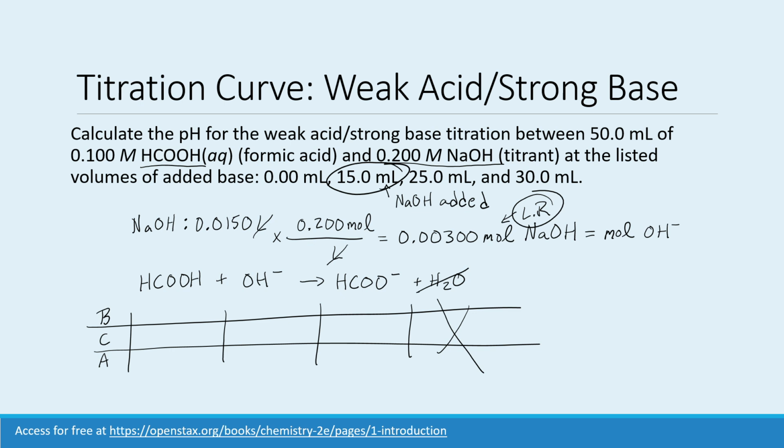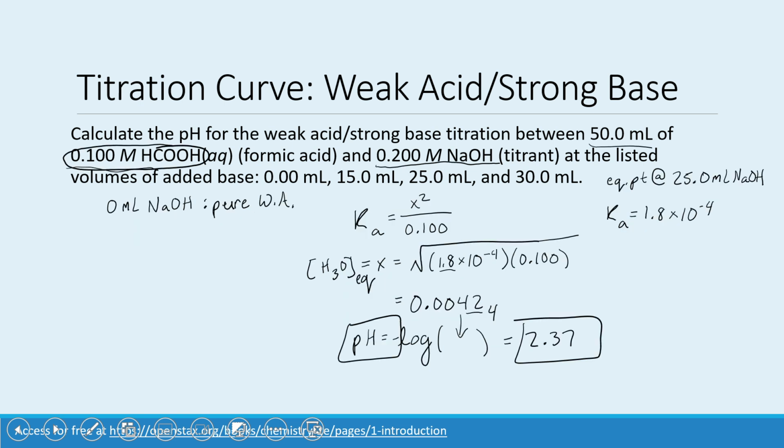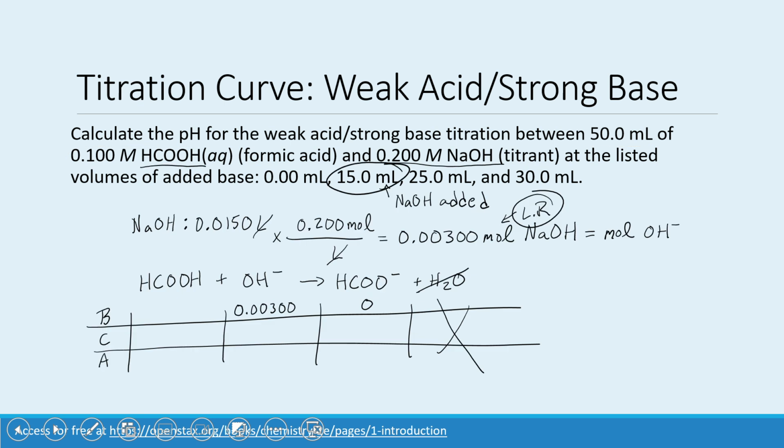And we start out without any of our conjugate base. We have so many moles of hydroxide that we've already calculated. That's 0.003. And then we need the moles of formic acid, which I believe maybe we have not calculated that yet. But it should be 0.005.